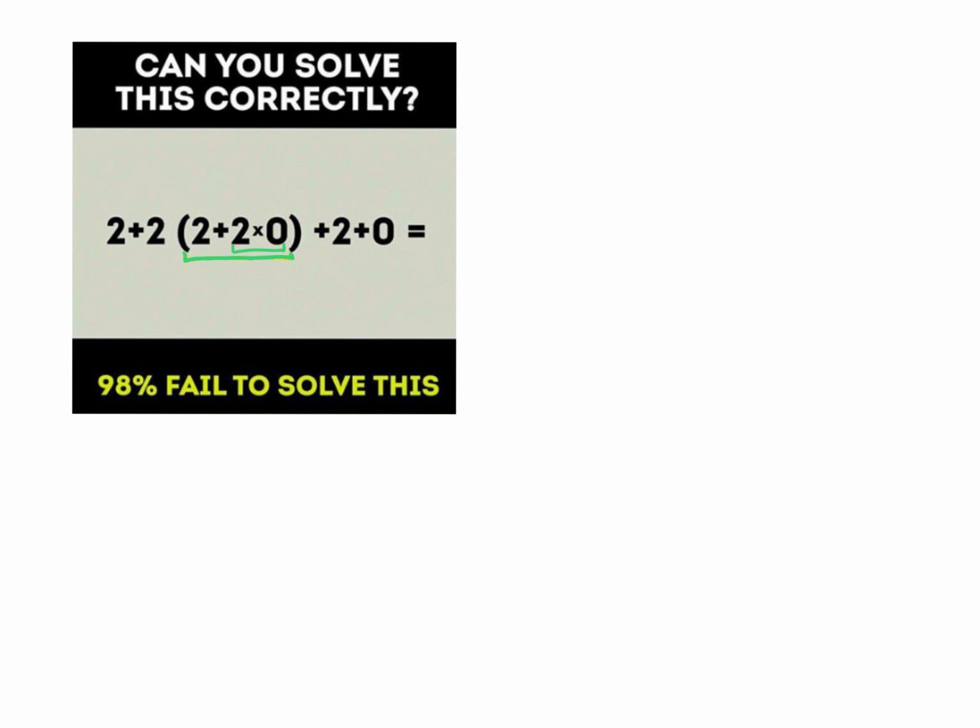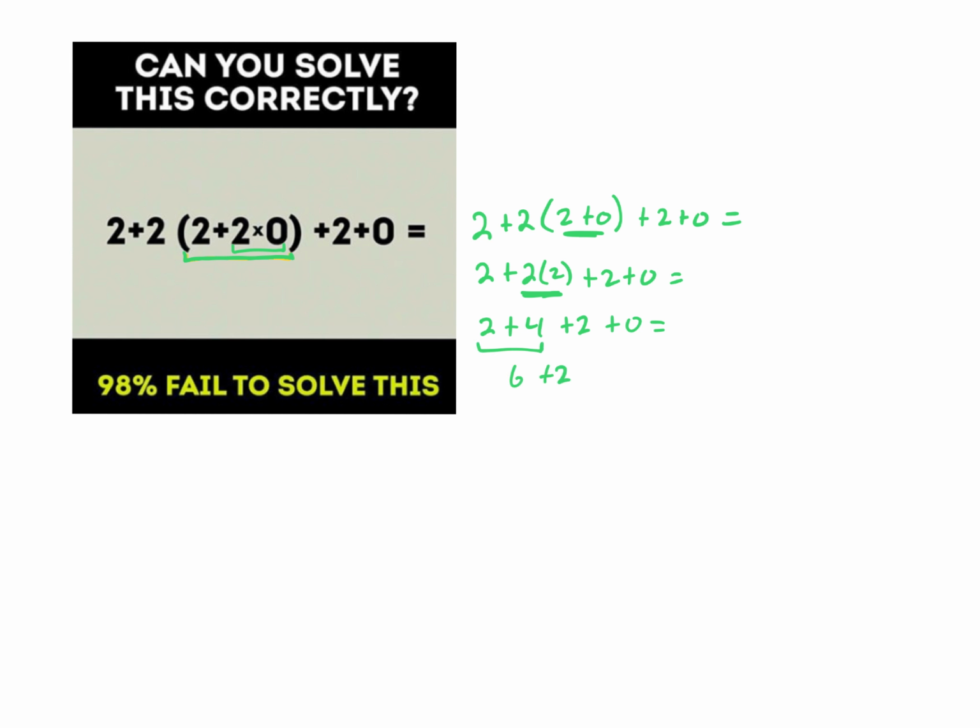So 2 times 0 is 0. So here we go. We have 2 plus 2, and then I have 2 plus 0 plus 2 plus 0 equals. So we're still working inside the parentheses. 2 plus 0 is 2. So I have 2 plus 2 times 2 plus 2 plus 0. Well, I'm going to do this first. So that's multiplication. 2 times 2 is 4. So I have 2 plus 4 plus 2 plus 0. So let's see. 2 plus 4 is 6 plus 2 plus 0. That's 8 plus 0. Well, that's just going to give me 8.